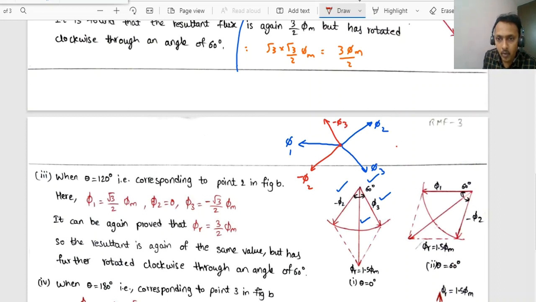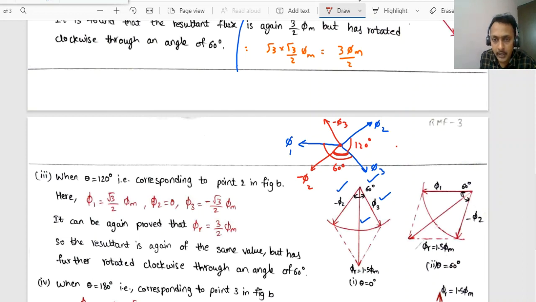Now here, if you want the resultant, already you know the angle between these two is 120 degrees. So here this angle will be how much? Already this angle is 120 degrees. Out of this 180, 120 is already completed. Now the angle between minus phi 2 and phi 3 will be how much? 60 degrees. That angle will be 60 degrees.